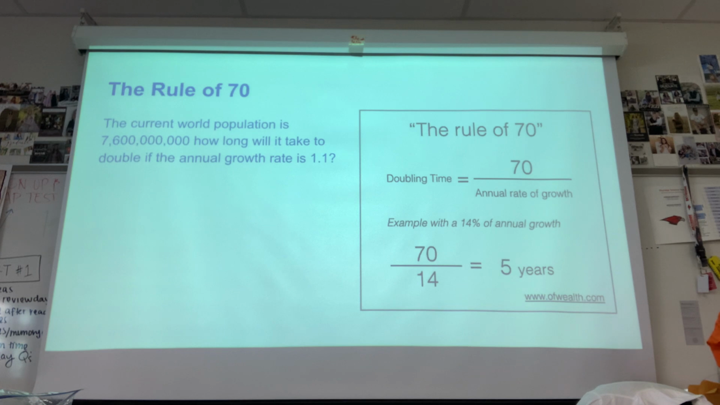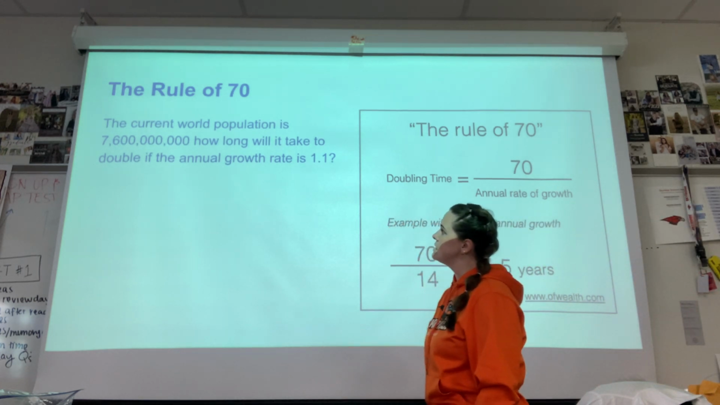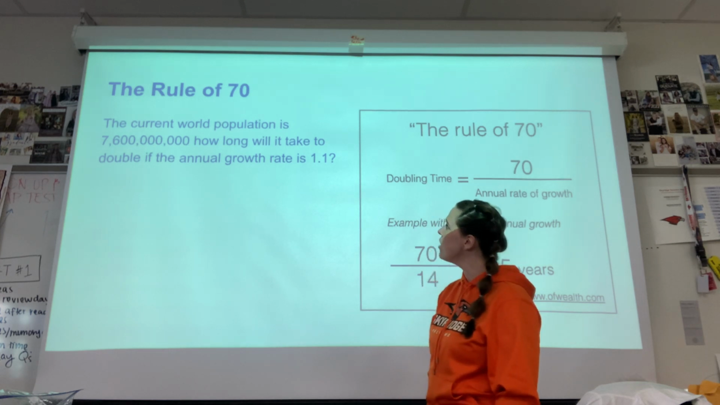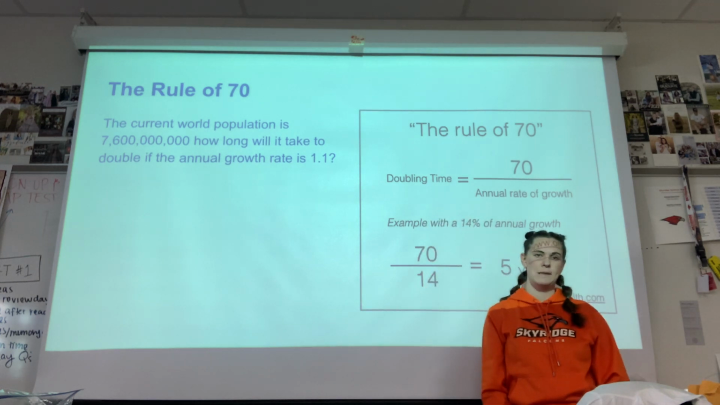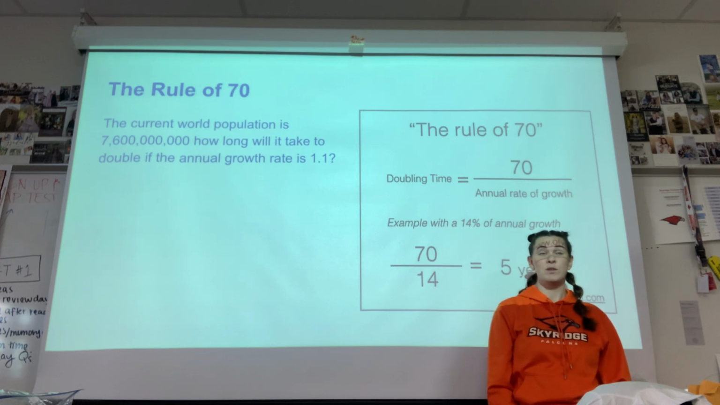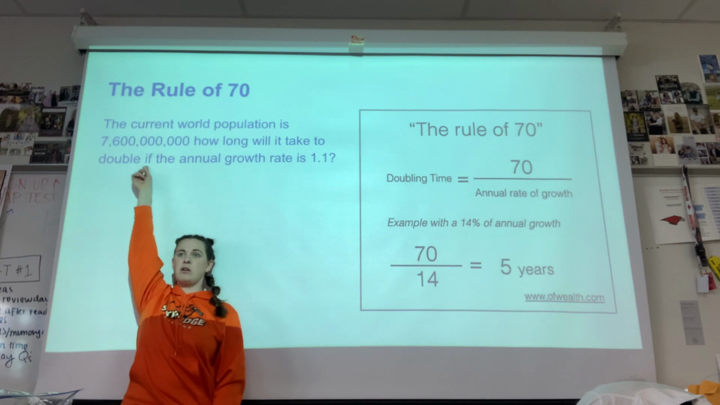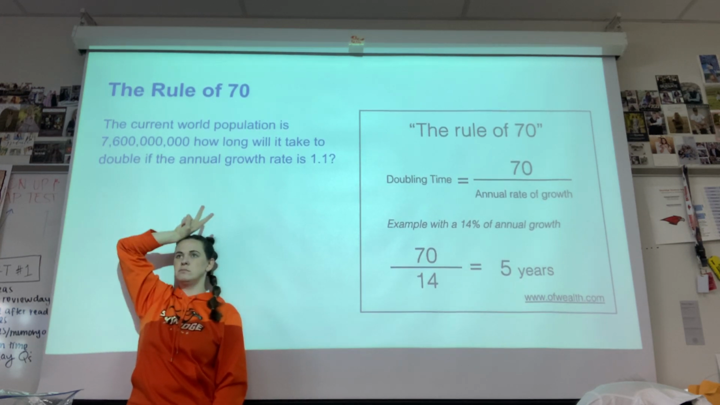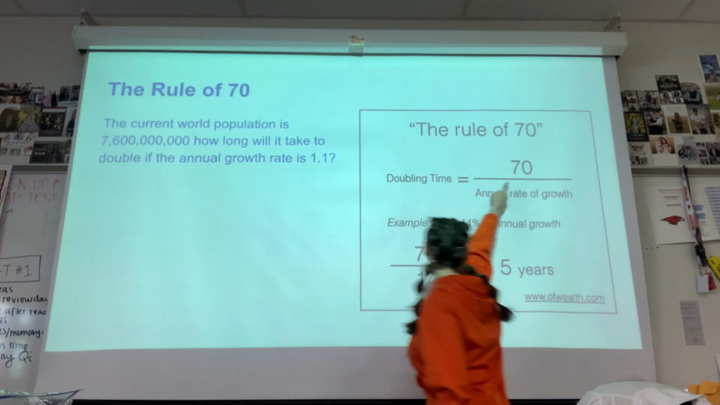So to practice, it says the current world population is 7,600, lots of zeros. How long will it take to double if the annual growth rate is 1.1? When you're doing questions like this, don't get distracted by these big numbers. Do we care about the current population size? No, we do not. What are the two things we care about? The growth rate and 70, right?